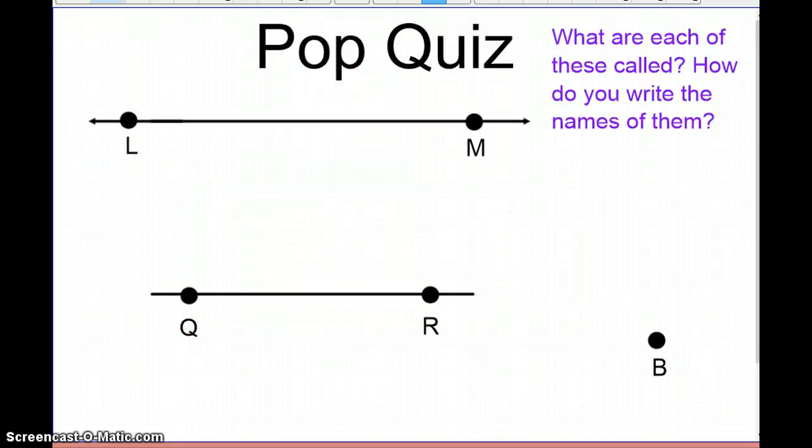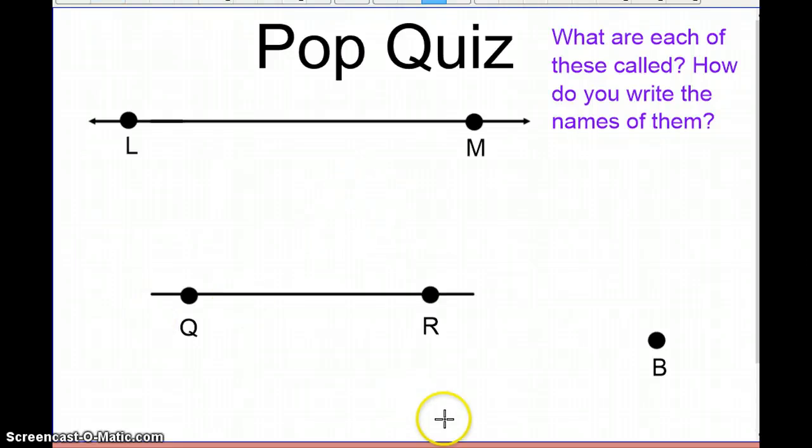All right, so here's your pop quiz. We did this one in class already, so you should be able to master it. But I want you to pause, and then I want you to think about which one of these is a line, which one is a line segment, and which one is a point, and then how would you name or write each of these using the symbols that I just showed you. So go ahead and pause and try that right now.